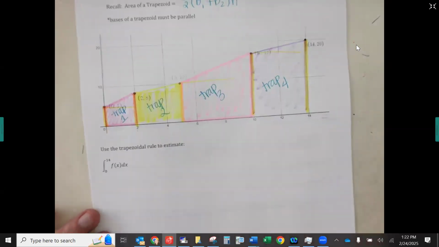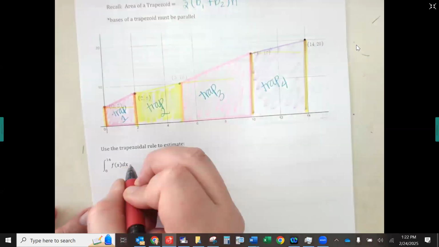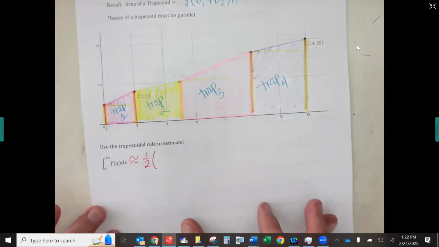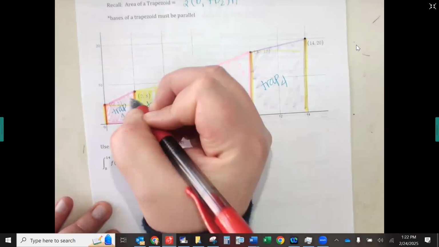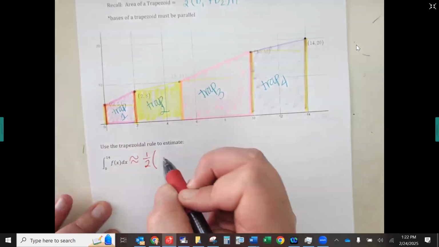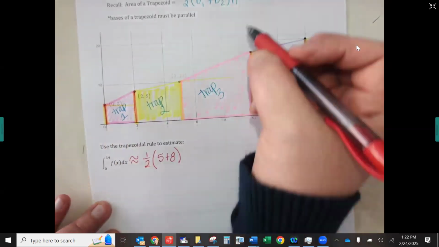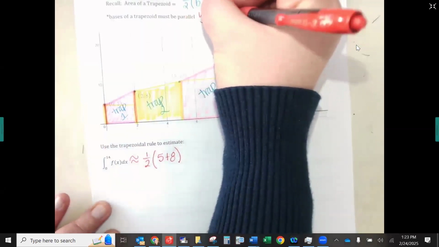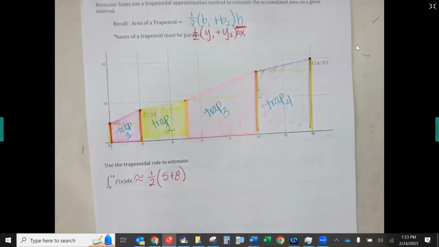Here's what I mean by that. Come down here to the bottom. We know there's a 1/2. Then you're going to add the first and second y value because they're base 1 and base 2 of the first trapezoid. So this height is 5. This height is 8. And then the height is going to be the delta x between them. So really, this is y1 plus y2 multiplied by delta x. If I'm going from 0 to 2, what's my delta x?